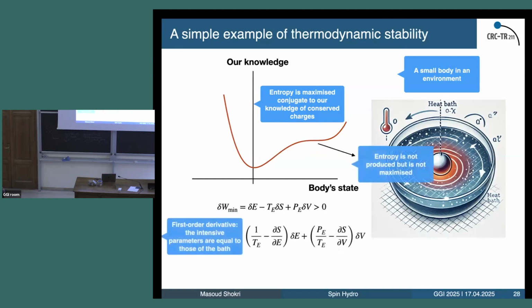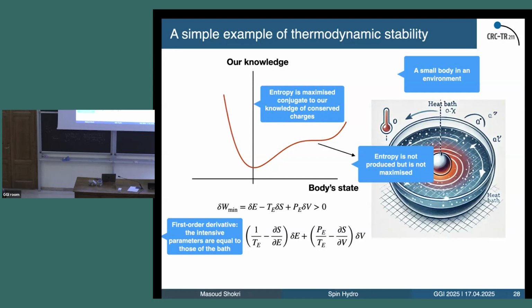Now, if we write the S as a first order derivative with respect to E and with respect to V, and put this first order part to 0, we will find the standard thing that the intensive parameters, the temperature of the environment and the temperature of the body, will be the same, and the pressure also the same. And this can happen not only at this point, but also at this point, where there is no entropy produced, but the entropy is not maximized.